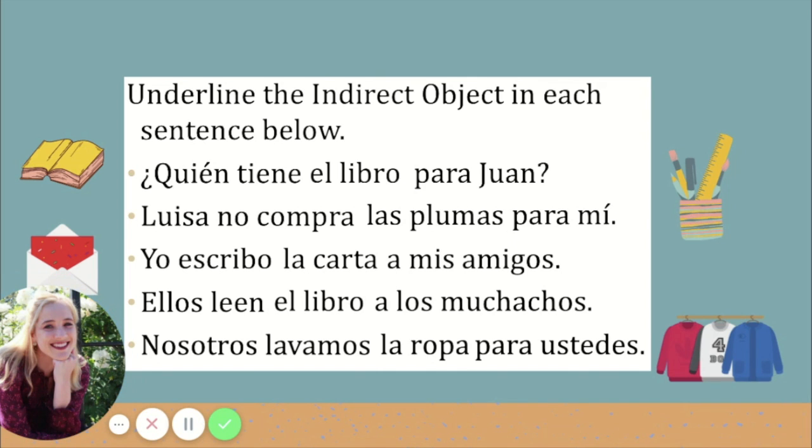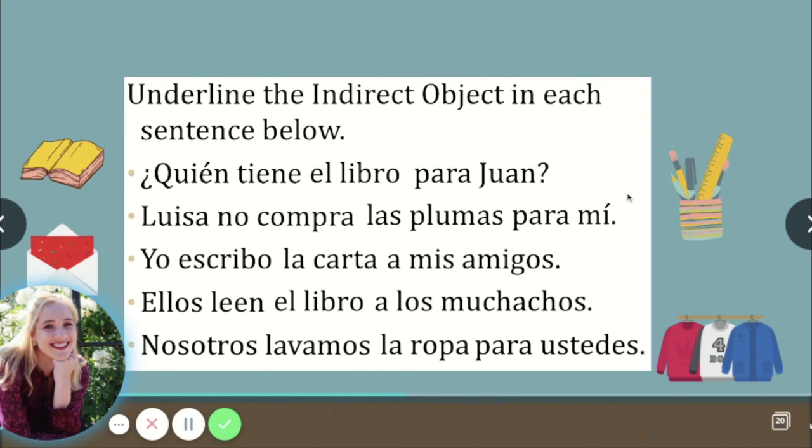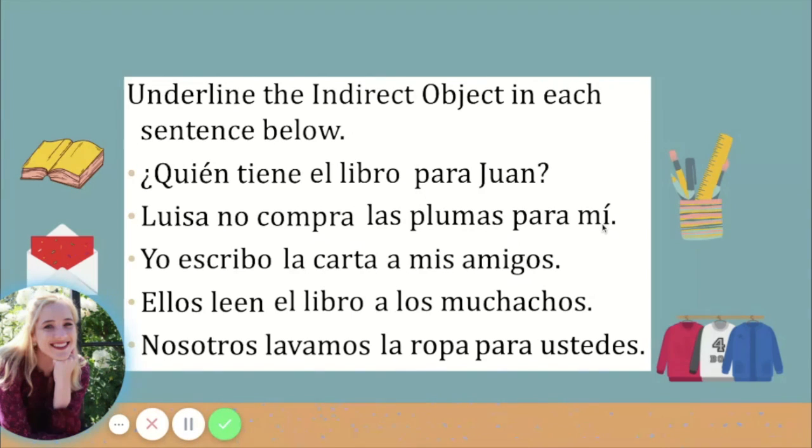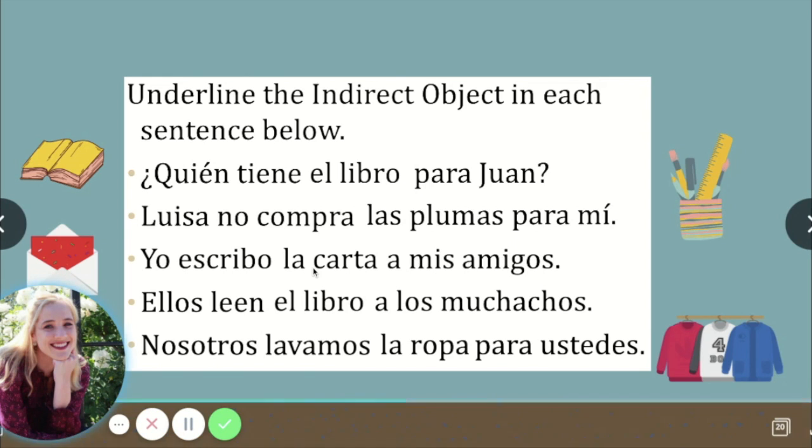The indirect object. What do we think? Good. So again, this answers to whom or for whom. Luisa doesn't buy the pens for me. So if we're looking for our direct object, that would be the pens, right? Las plumas. She doesn't buy the pens for me. So the indirect object is going to be me. Para mí, for me. She doesn't buy the pens for me. I am the indirect object.